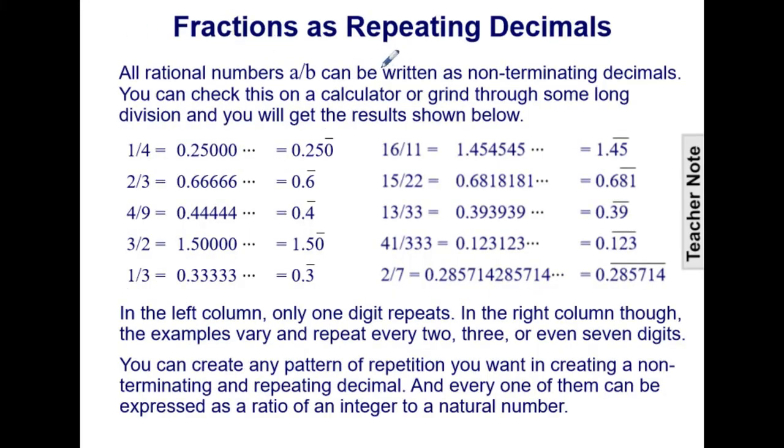Now, all rational numbers a over b can be written as non-terminating decimals. We can check this on a calculator, all of these examples, or grind through some long division. Whether the calculator is doing the division or you are by hand, you are going to get these results. In the left column, we see that only one digit repeats. The bar line is only over one number in each answer. In the right column, though, the examples vary and repeat every 2, 3, or even, in the last one, 2 over 7, 7 digits. So we can create any pattern of repetition we want in creating a non-terminating and repeating decimal, and every one of them can be expressed as the ratio of an integer to a natural number.